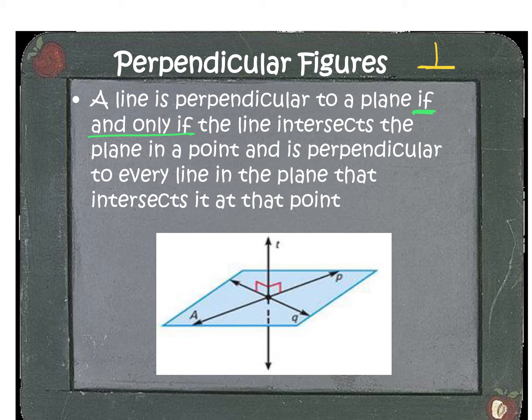So notice line P there is intersecting line T, and it's forming a right angle. So that's how I can tell it's perpendicular. Same with line Q, intersecting point T, and it's also perpendicular because of the right angle. Doesn't matter where I draw the line, it's always going to be perpendicular to that line T.